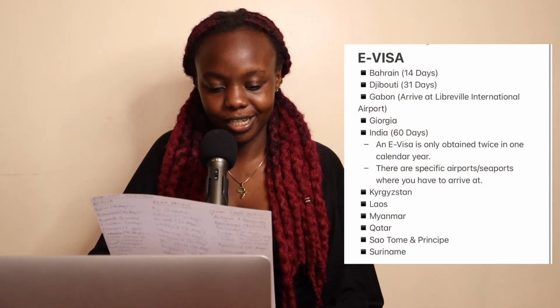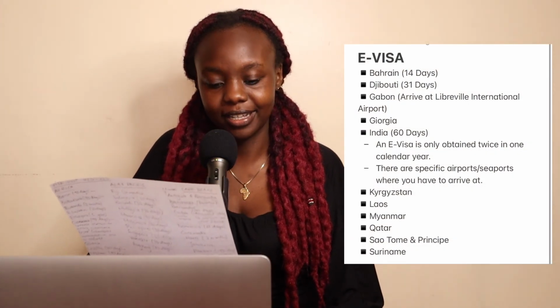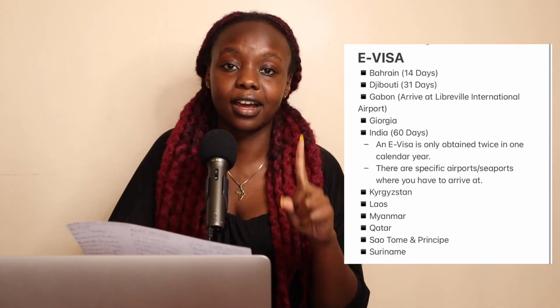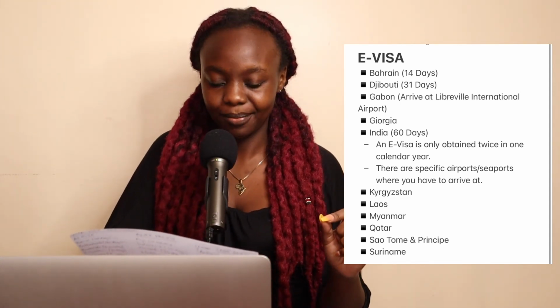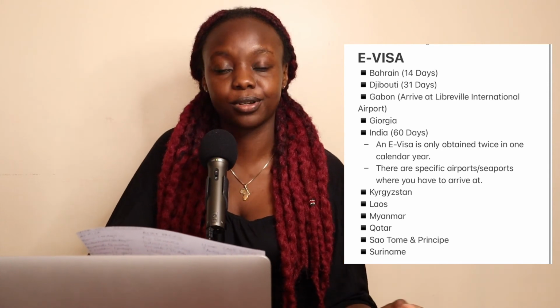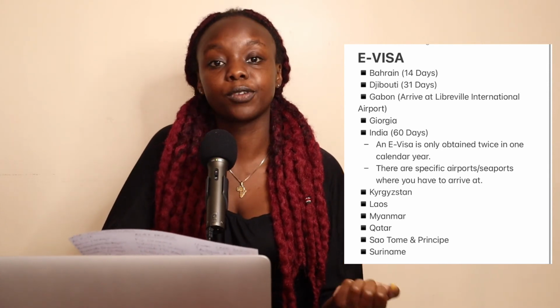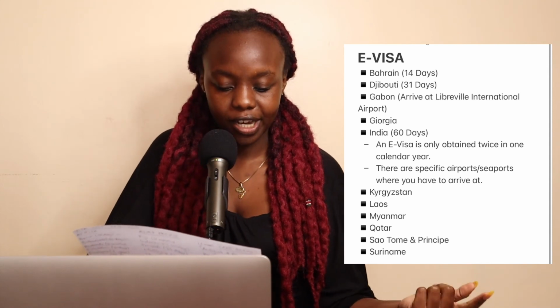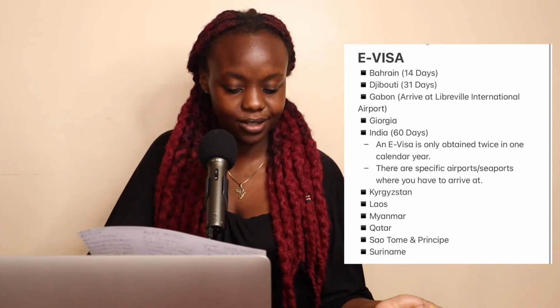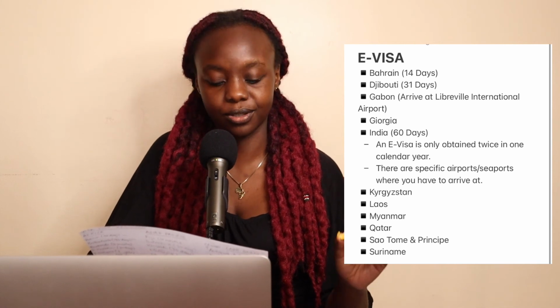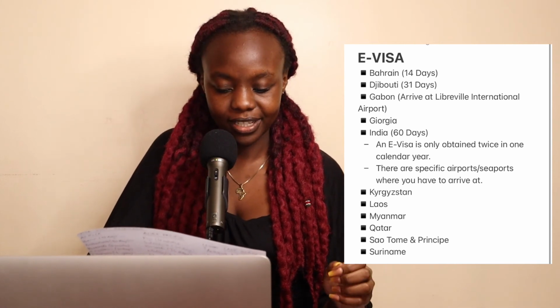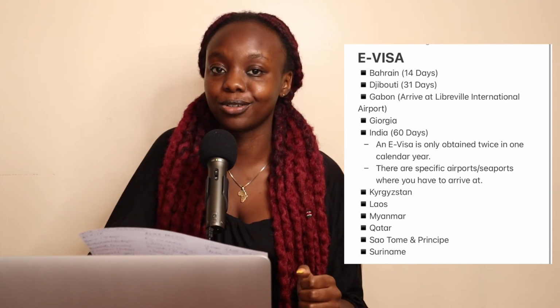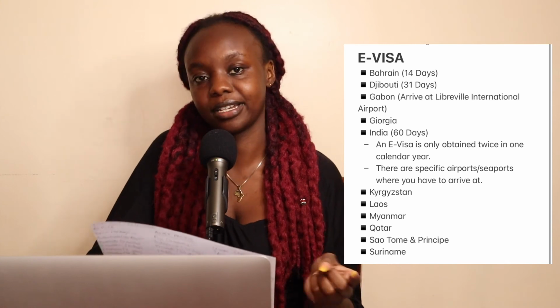Then we have some countries where you can only get an e-visa, which is Bahrain for 14 days, Djibouti for 31 days, and Gabon. In Gabon, you have to arrive at a specific airport, Libreville International Airport, so that's the only airport where you'll be able to arrive with your e-visa. Then we have Georgia, and India, which is 60 days, where you have to arrive at specific airports or seaports. And the e-visa you obtain, you're only allowed to obtain twice in a calendar year. So you can't do it more than twice in 1 year, in short.